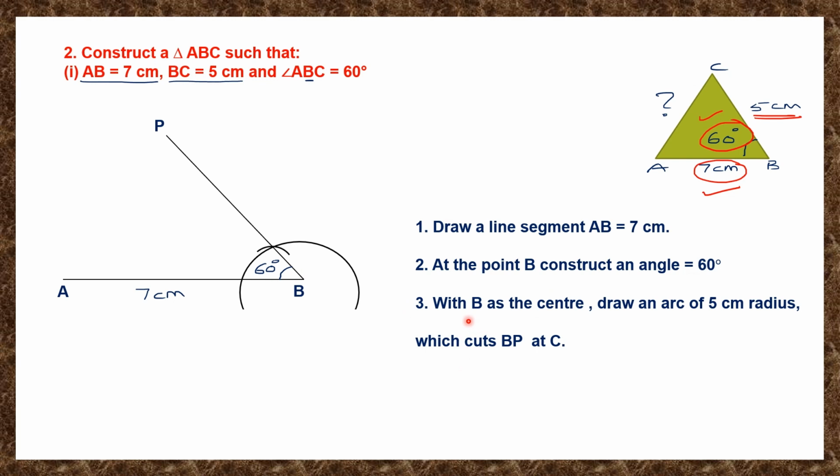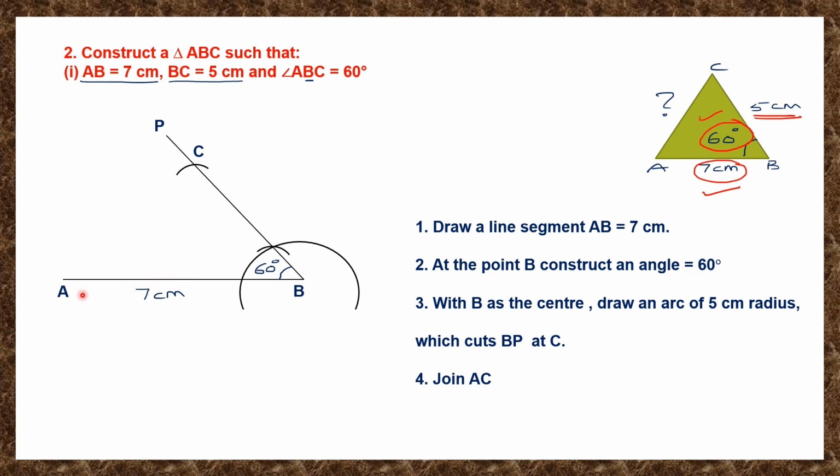Okay, now with B as a center, this time we're going to keep B as a center and draw an arc of 5 centimeter radius because here it is 5 centimeters. And we're going to draw it on this line BP. So let's do that. Can you see that? Take your compass, measure 5 centimeters, keep it on B and cut this line. The place where this arc has cut the line, the meeting place, we're going to name it C.